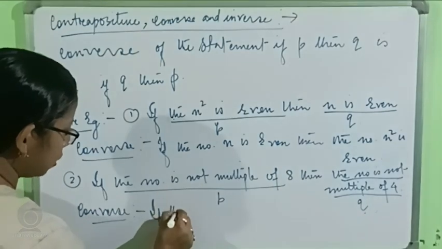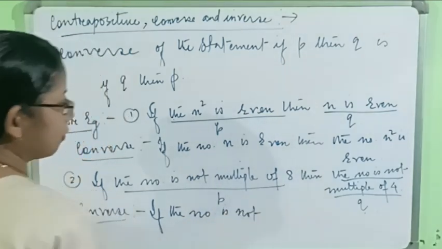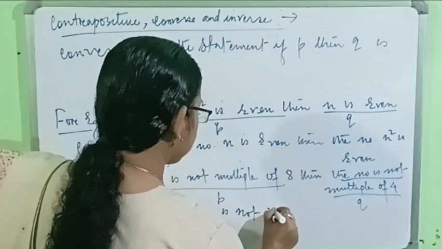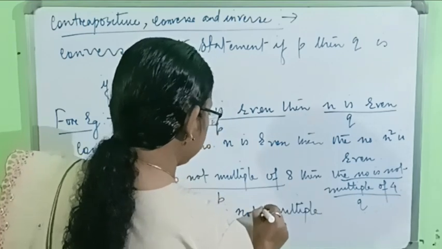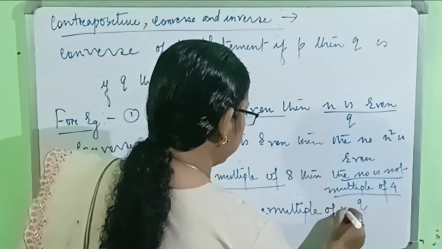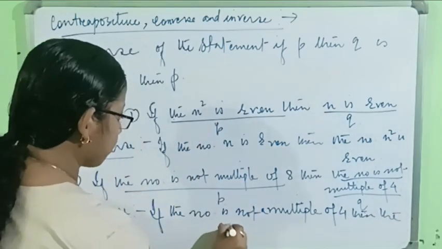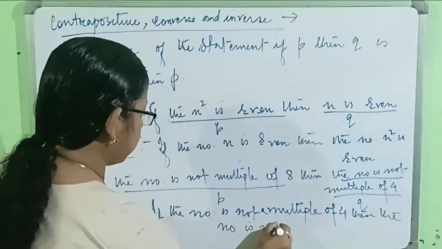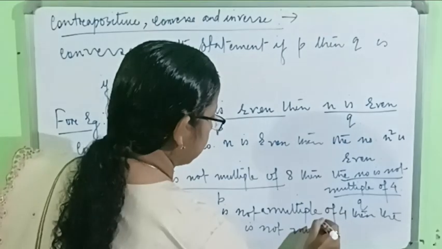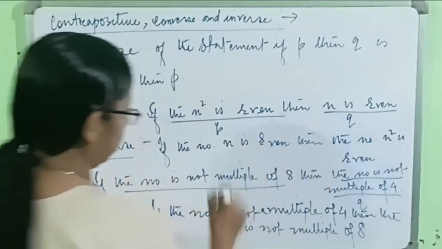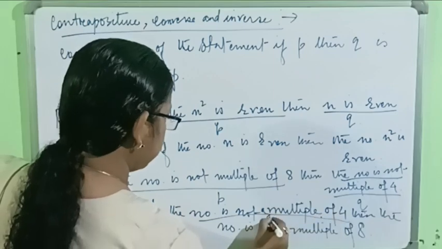If the number is not a multiple of 4, then the number is not a multiple of 8. That is if Q then P. Here this is Q, here this is P.